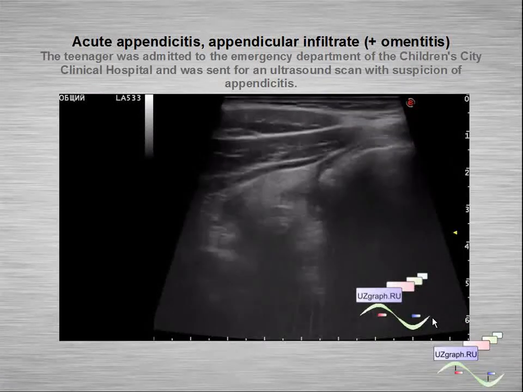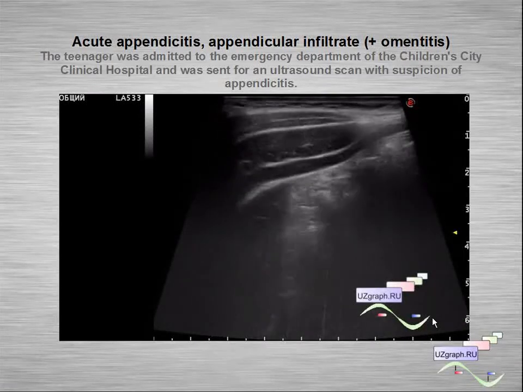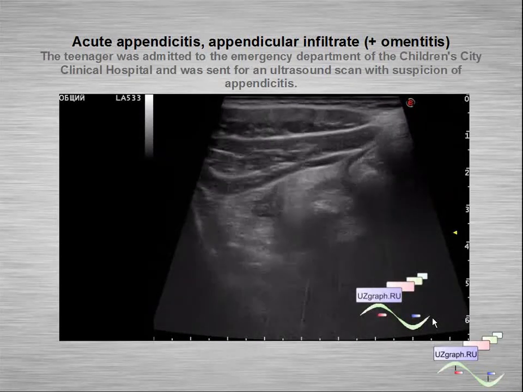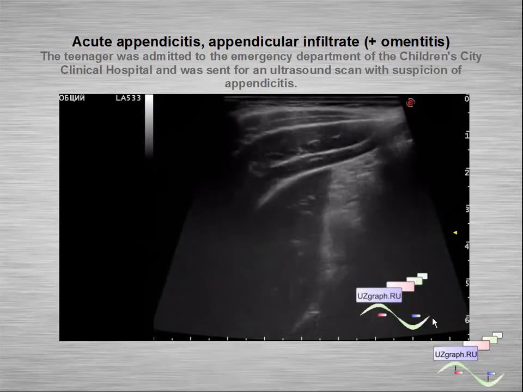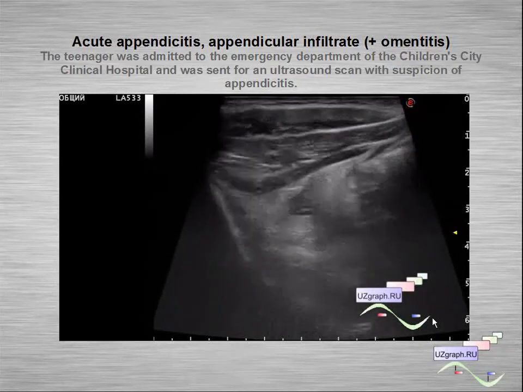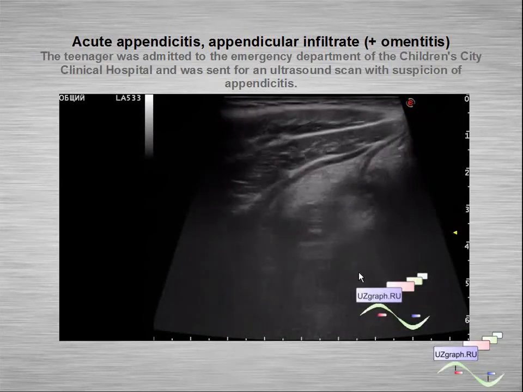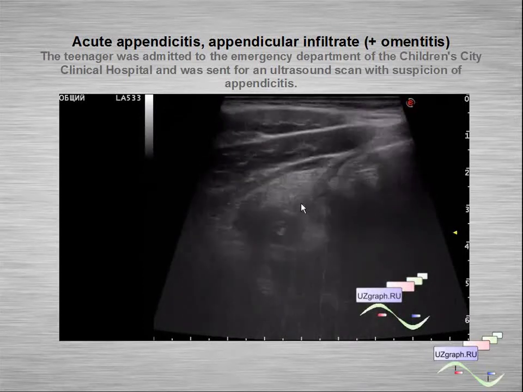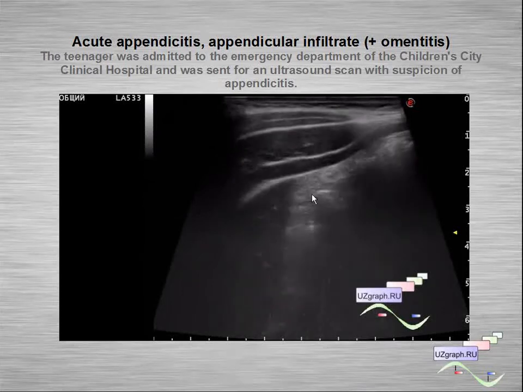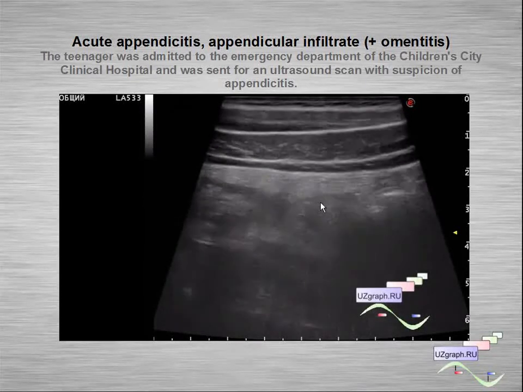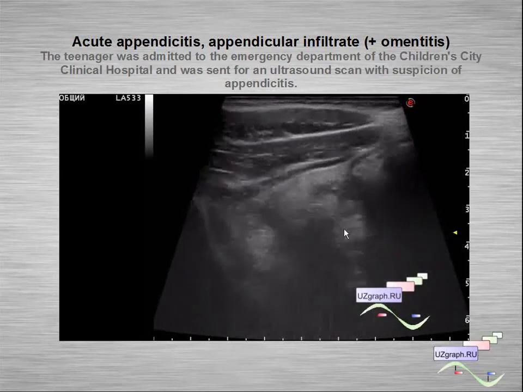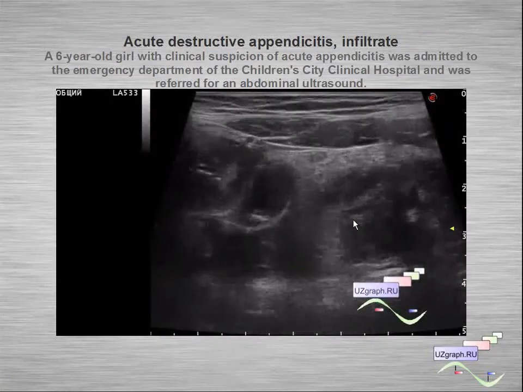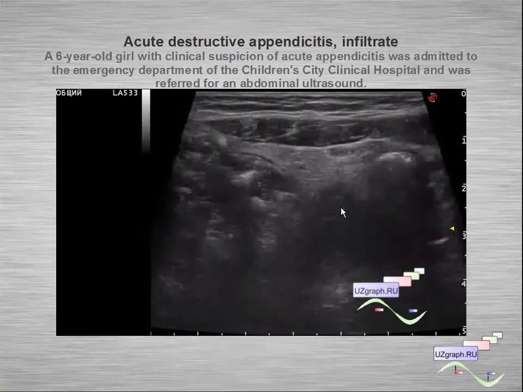This is a case of a teenager who was admitted to the emergency department of a children's hospital and sent for ultrasound with suspicion of appendicitis. At ultrasound we can see the inflamed appendix, anechoic, surrounded by a hyperechoic omentum. It's a classical sign.